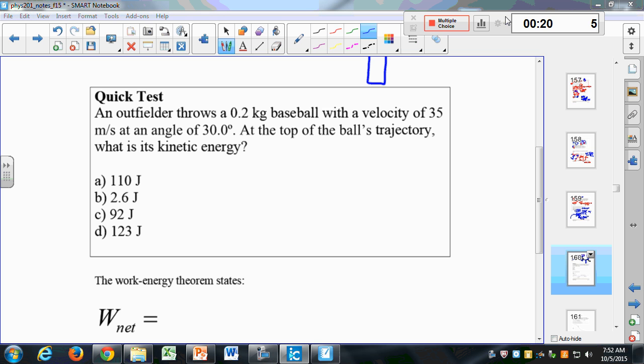I have a situation like this. I have 35 meters per second. I want to know its kinetic energy at the top here.